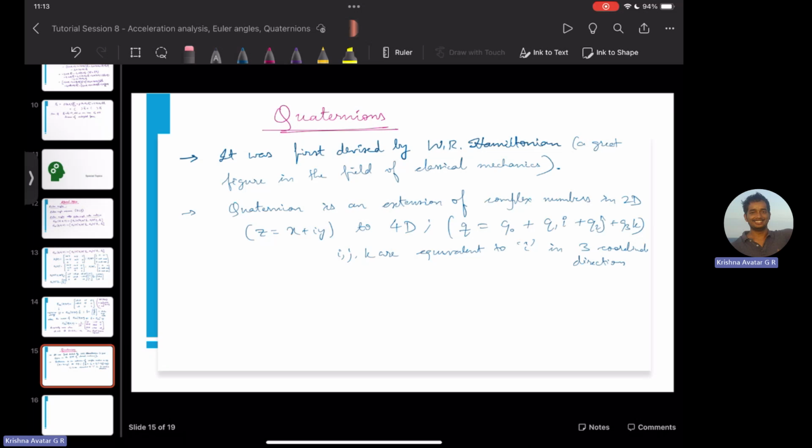And they have to satisfy a constraint. Although you would feel that there are 4 numbers, they are bound by a constraint such that q naught squared plus q1 squared plus q2 squared plus q3 squared is equal to 1. So this is the constraint. Effectively, it reduces us to determining just 3 numbers, and we are able to obtain the value of the fourth component of the quaternion.